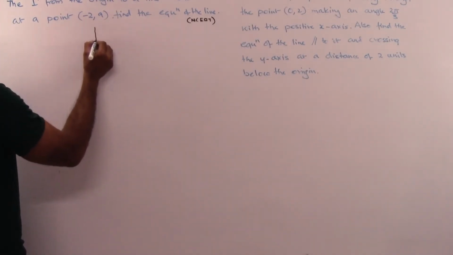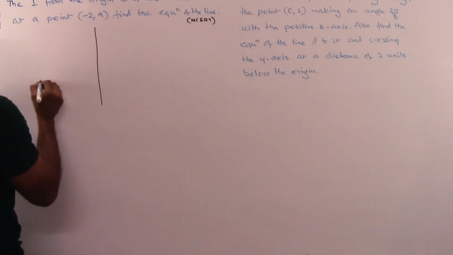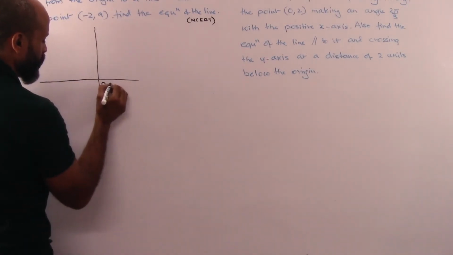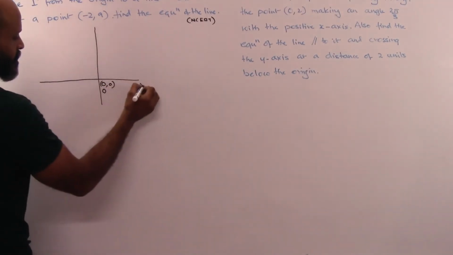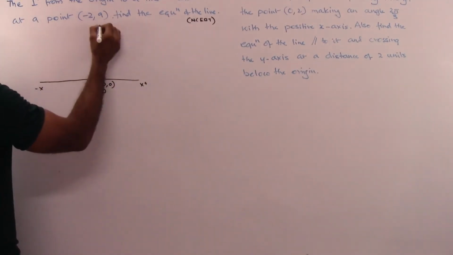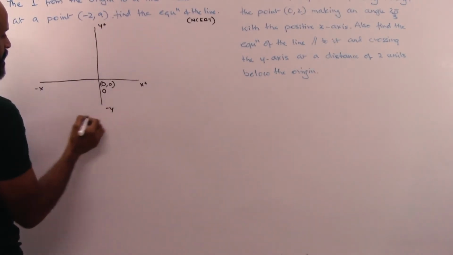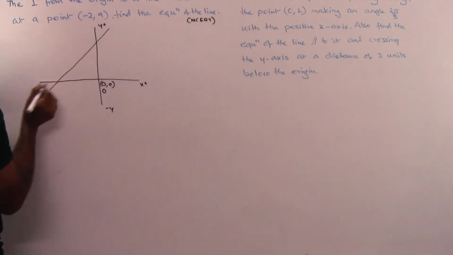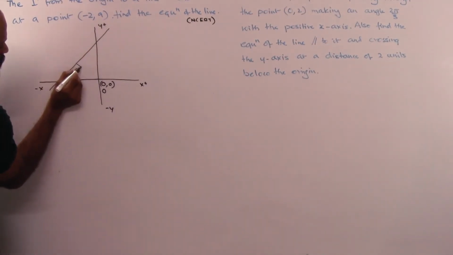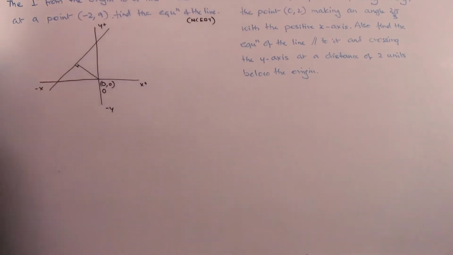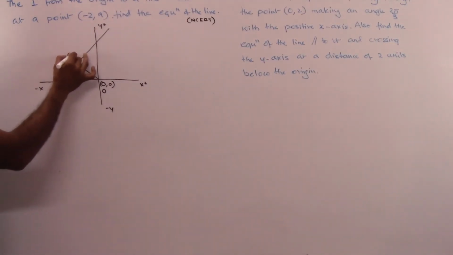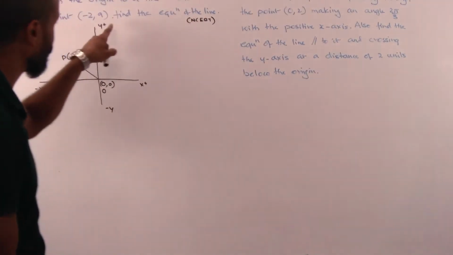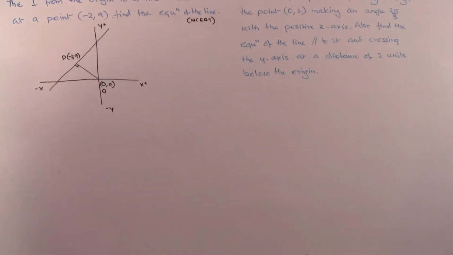Let's say this is the origin, which has coordinates (0, 0). This is the origin O. This is the positive x axis, this is the negative x axis, this is the positive y axis, and this is the negative y axis. The line has to go somewhere like this. If we drop a perpendicular from here to here, this is basically the perpendicular, and this point has coordinates (minus 2, 9). We have to find out the equation of this line.